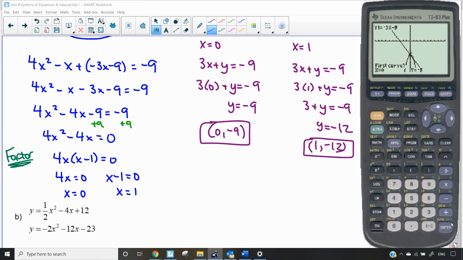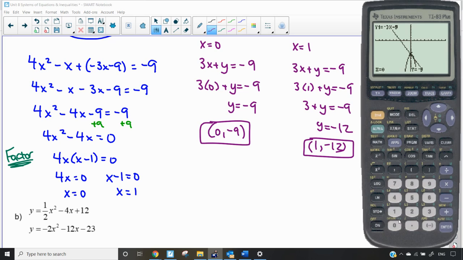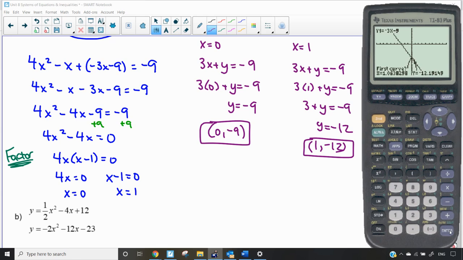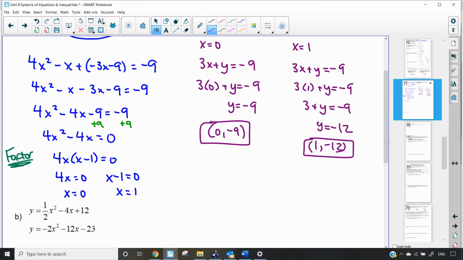Second calc 5, enter, enter, enter. 0, negative 9, and then a little bit of a trick. I know the next one's supposed to happen at 1, negative 12, so I'm just going to trace at 1. And when I do my intersection point, all this is going to do is verify it. But it helped me move my cursor closer to that point right away. And so that other solution is correct.